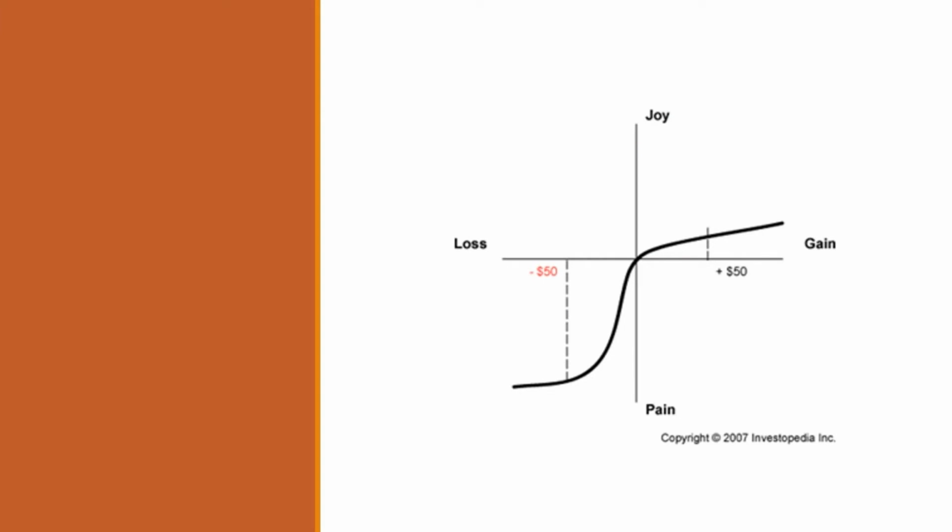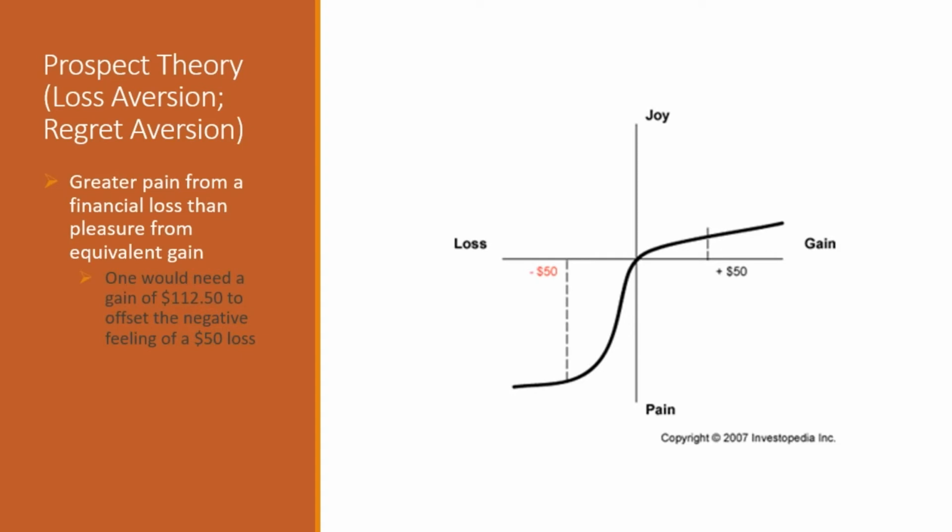Next, we look at prospect theory, which is one of the most important theories in behavioral finance. The basic idea is that we suffer greater pain from a financial loss than pleasure from an equivalent gain. This is shown graphically to the right. A $50 gain gives us a certain amount of joy or satisfaction. However, a $50 loss causes us much greater pain. In fact, one would need a gain of $112.50 to offset the negative feeling of a $50 loss.